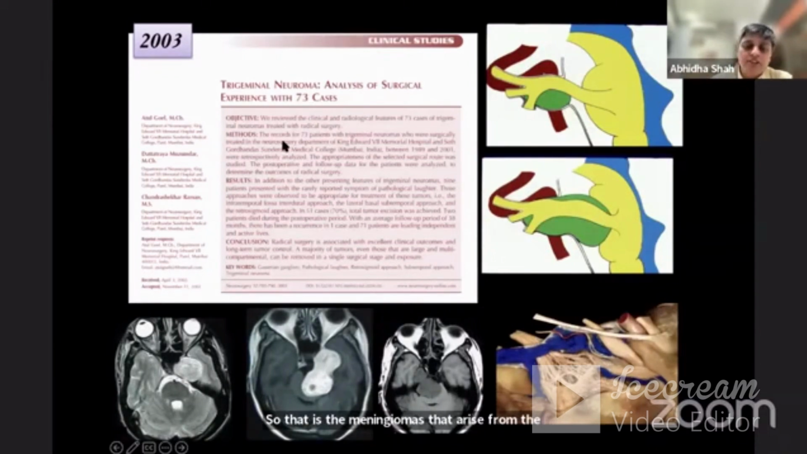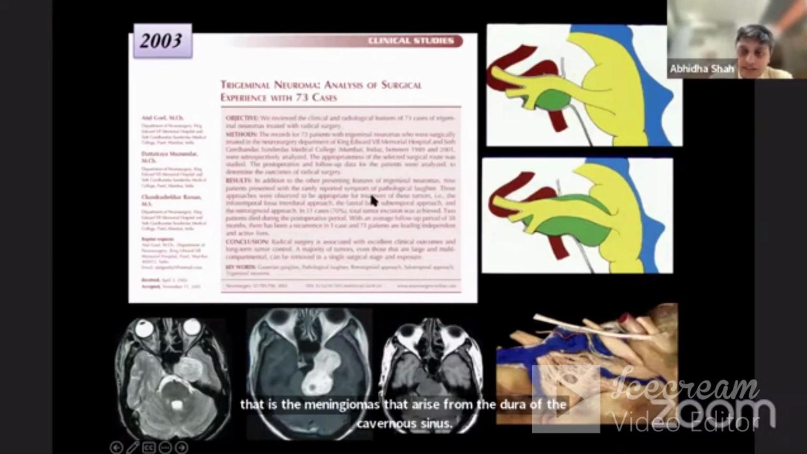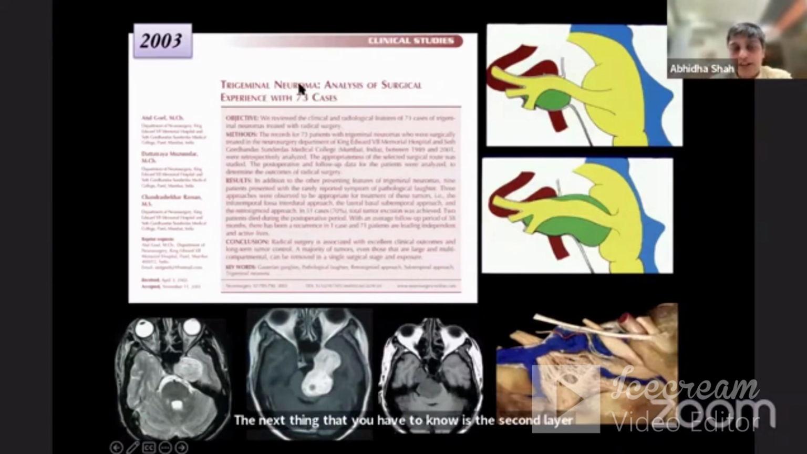The next thing that you have to know is the second layer, the interdural layer. This is where the trigeminal neurinoma comes from. So you see how the branches of the fifth nerve are present in this interdural compartment, and the trigeminal nerves follow this route of the trigeminal nerve.